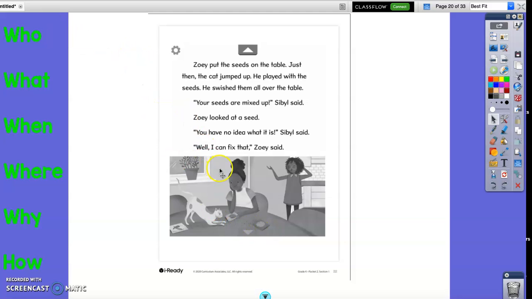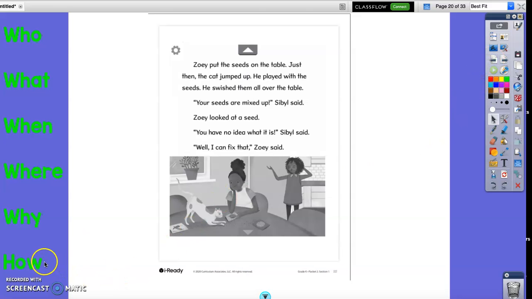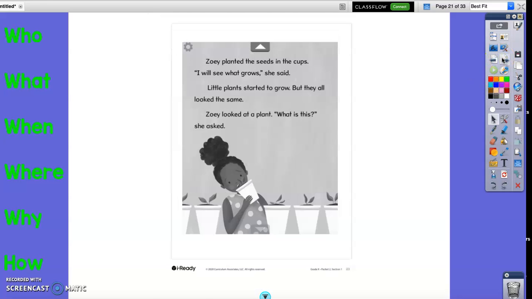So who again? We still have Zoe and Sybil. The cat now just jumped in. Not really a who, but he did change the story, right? Because at the beginning, she knew what plants she was going to sell. But right now, she doesn't know what she's going to sell because what happened? What happened? All the seeds got mixed up. Very good. How did that happen? How did the seeds get mixed up, guys? The cat jumped up and spilled them, right? And he swished his tail and he spilled them.